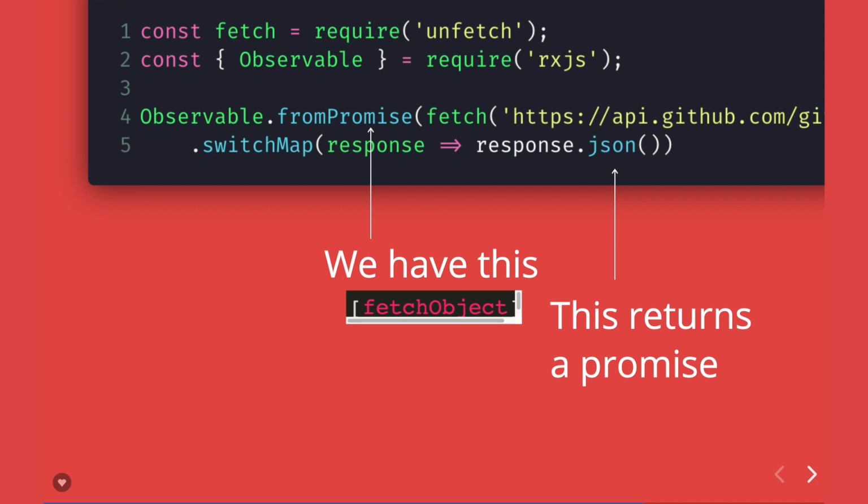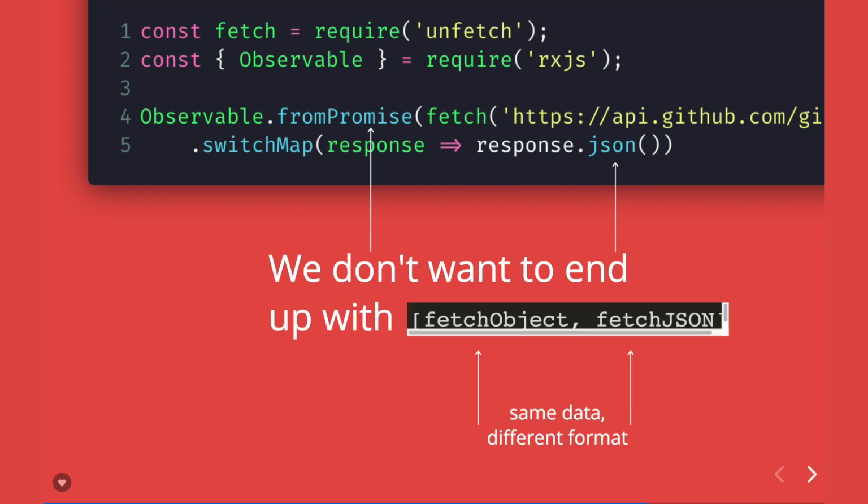So we don't really want to end up with an array of 2 things now, because we're iterating over it, of the fetch object and the fetch JSON. It's the same data, just in 2 spaces, right? And the observable guys, they were brilliant. They're like, this is a problem, because how am I going to work with this data? It's not going to work.